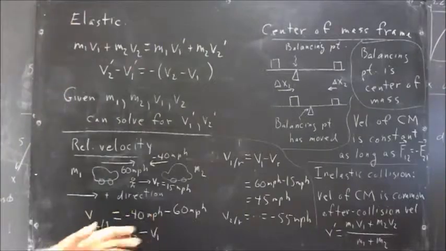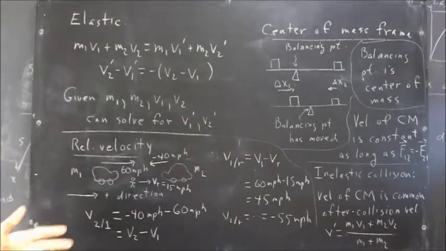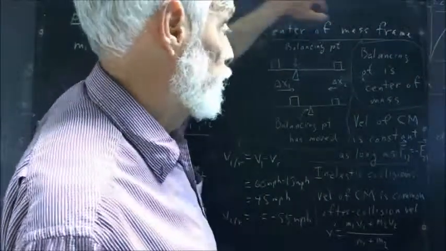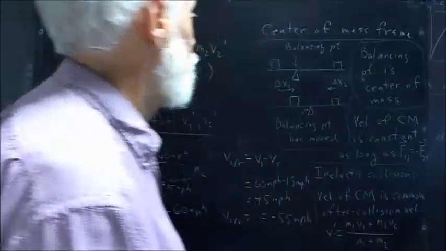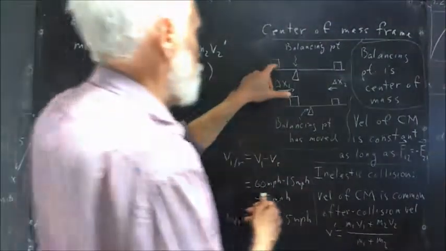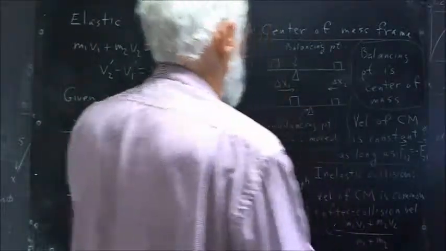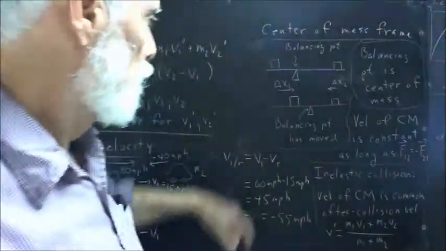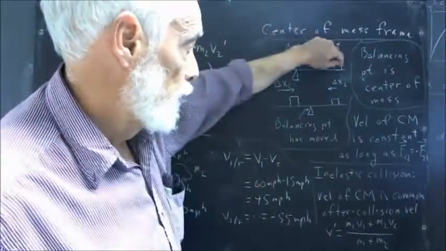There's a very special frame that's really convenient for analyzing collisions, and that's the center of mass frame. Okay, now let's think about what we mean by center of mass. Let's say I've got two masses here, and they balance at this point. Now it should be clear then that this is the greater mass, this is the lesser mass.